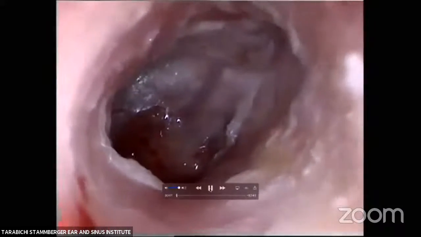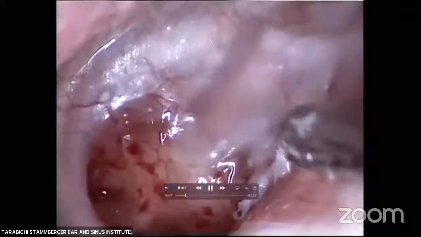So this is a retraction and cholesteatoma. It's a left ear, and I'm just suctioning the ear out. Notice that I cut the hair really nicely, and again, this is the left side. You can see the cholesteatoma, and this is a child. This is an 8 years old child.